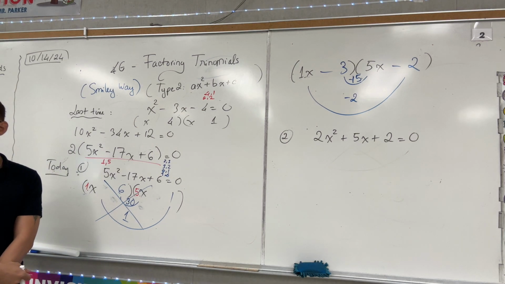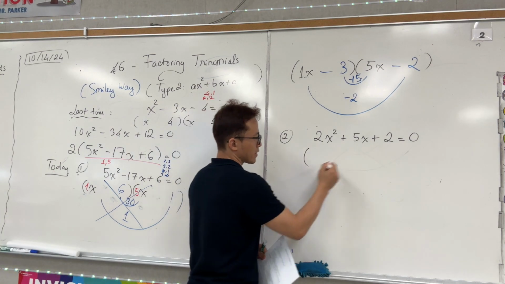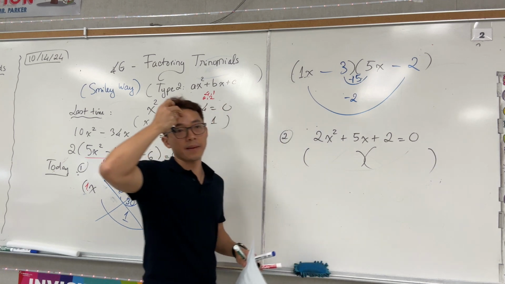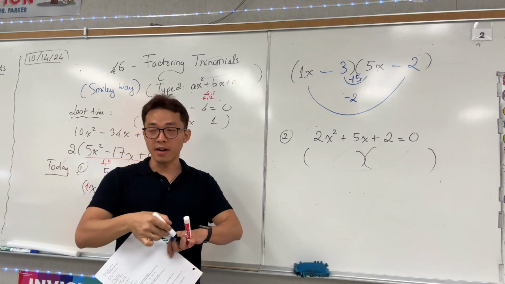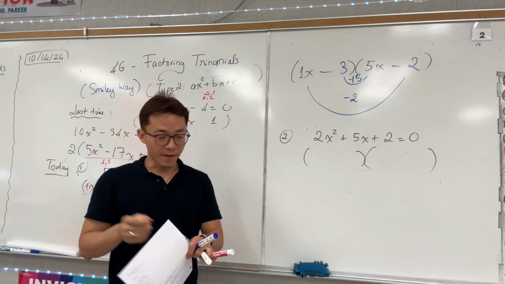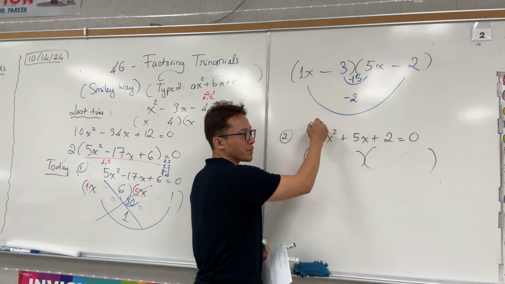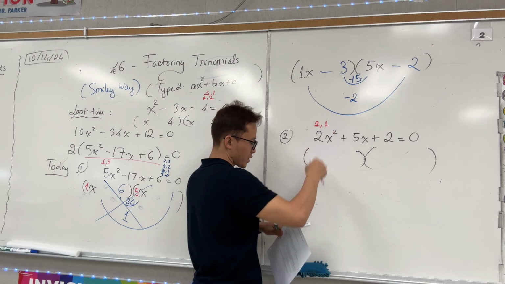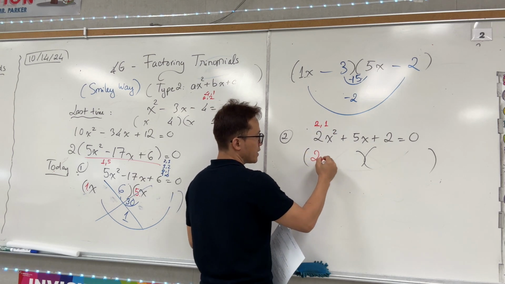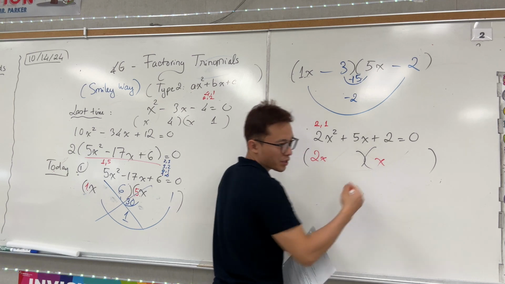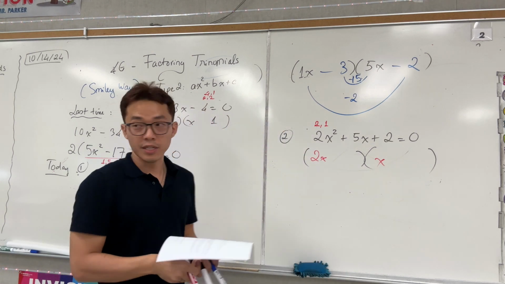Okay, number 2. What's the first step you're gonna do? Find the combination of the front. Okay, the first one. So 2, you have what number more gonna do 2? 2 and 1. So this is how you're gonna write it: 2x and 1x, but you don't need to write 1. Okay.